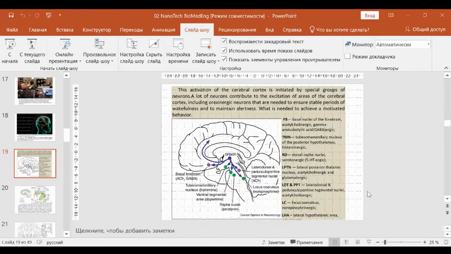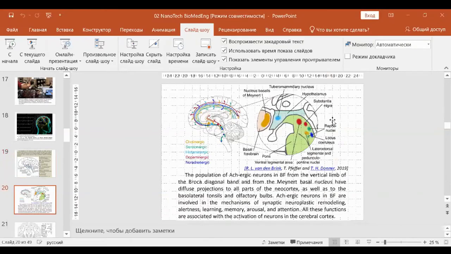The activation of the cerebral cortex is initiated by special groups of neurons. Many neurons contribute to the excitation of areas of the cerebral cortex, including orexinergic neurons that are needed to ensure stable periods of wakefulness and maintain alertness, which is needed to achieve motivated behavior.